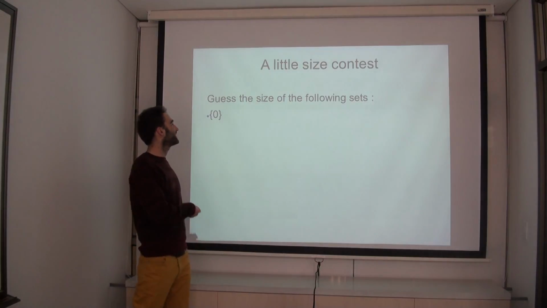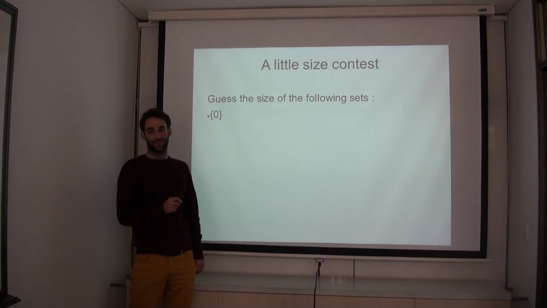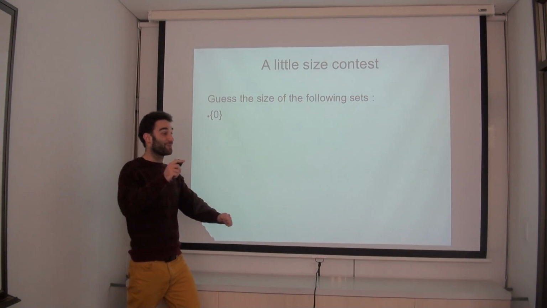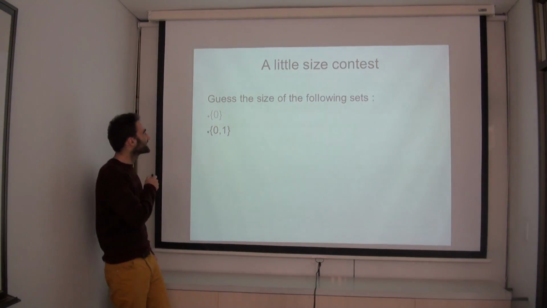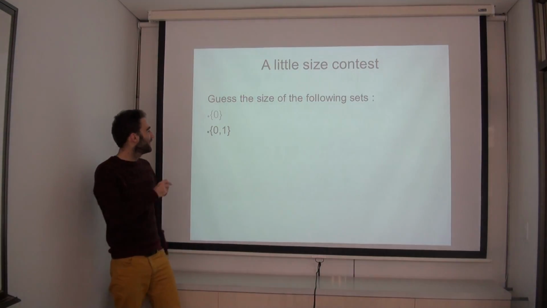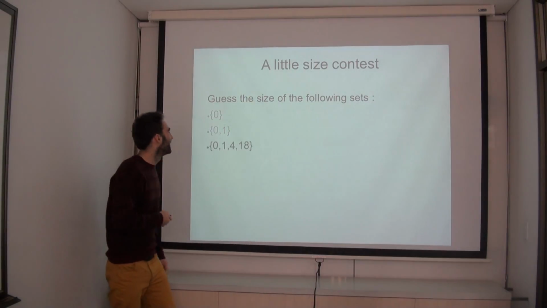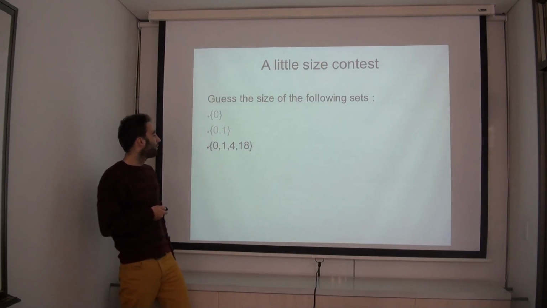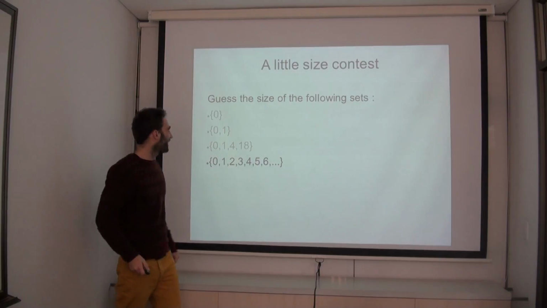Can you guess the size of the following sets? The first one is the set that contains only one number, 0. So the size is 1. The next one is the set with 2 elements, 0 and 1. So the size is 2. The next one is harder: 0, 1, 4, 18. This size is 4. Yeah, you're doing great.